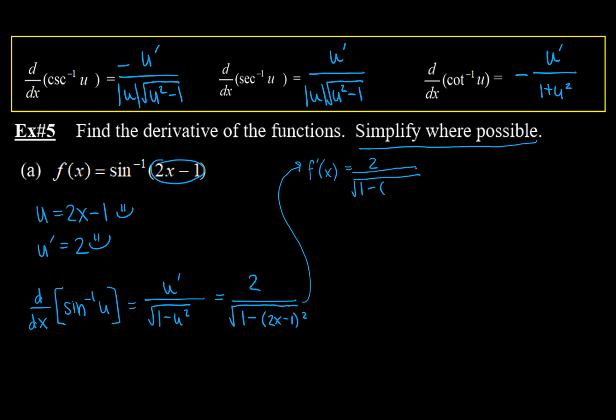give myself some room. So 4x squared minus 4x plus 1. And all of that is being subtracted, okay? All right, don't forget, if that ever messes with you, you can just FOIL it out.